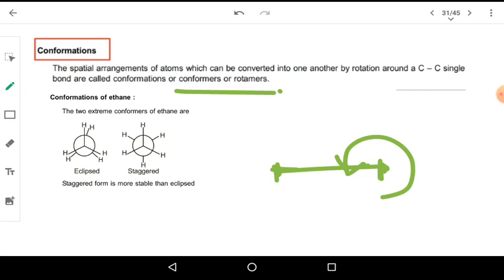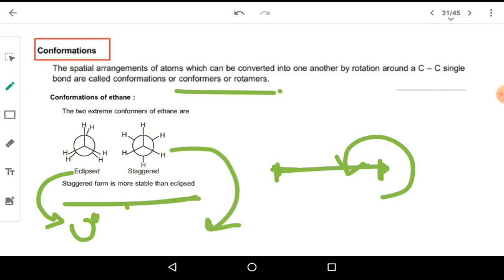Now, what are the two conformers of ethane? For ethane, we have an eclipsed conformation and a staggered conformation. We can see over here that the staggered conformation is more stable than the eclipsed conformation. In the eclipsed conformation, we have to remember that the dihedral angle, that is the angle of turning, is 0 degree or approximately 0 degree, and in the case of the staggered conformation, the dihedral angle is coming out to be 60 degree approximately.